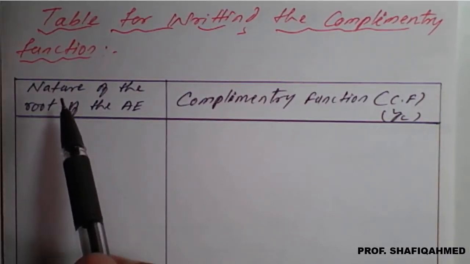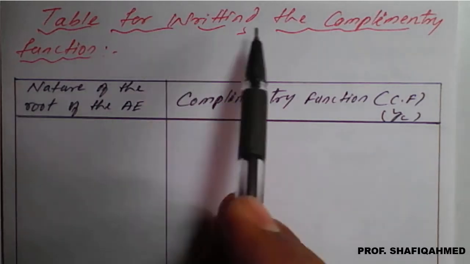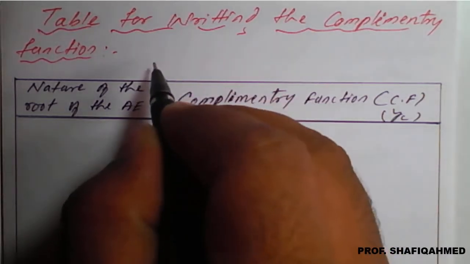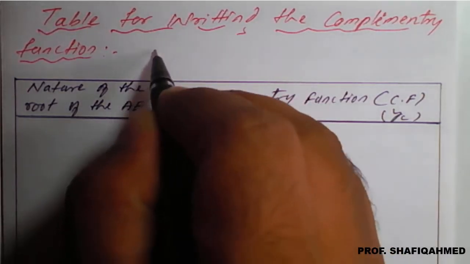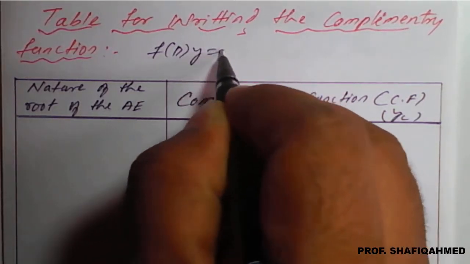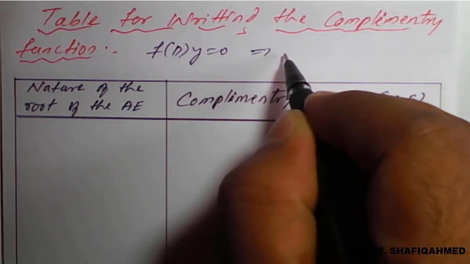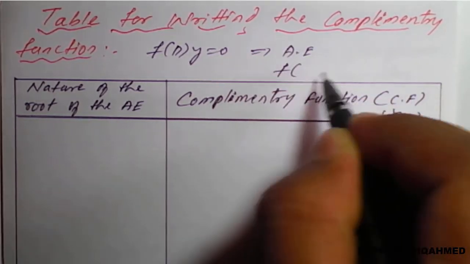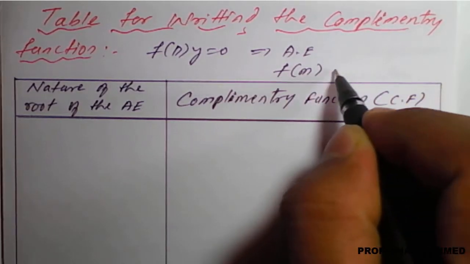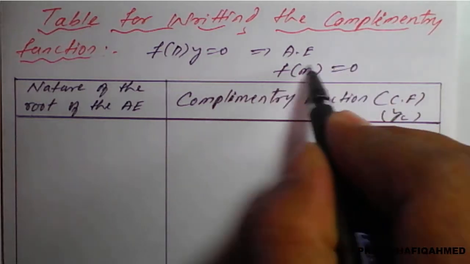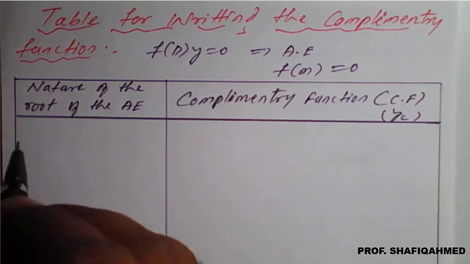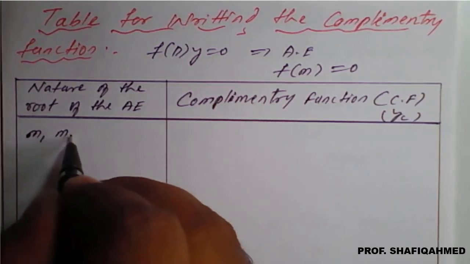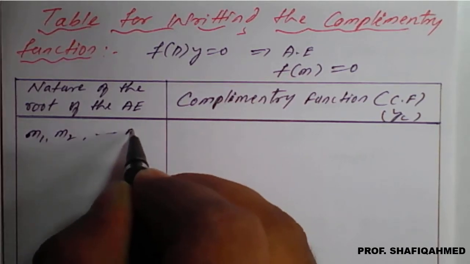So hello everyone. In this lecture we'll see the table for writing the complementary function. Here the equation is f(D)y = 0. If you take the auxiliary equation, it becomes f(m) = 0. On taking this auxiliary equation, we get f(m), where m is nothing but the root. The first case we'll see is when the roots are m1, m2, and so on up to mn.